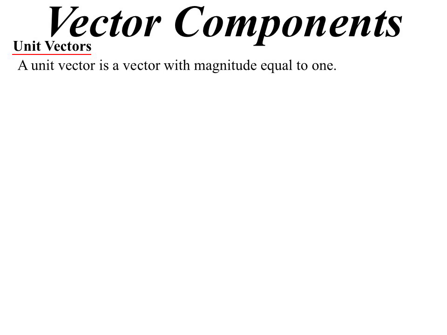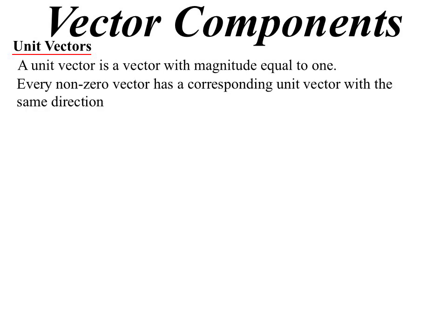Vector components then. Let's talk about unit vectors. All a unit vector is, is a vector that has a length of 1. That's all it is. Now, every vector, other than the zero vector, has a corresponding unit vector, something that's in the same direction, but of length 1.